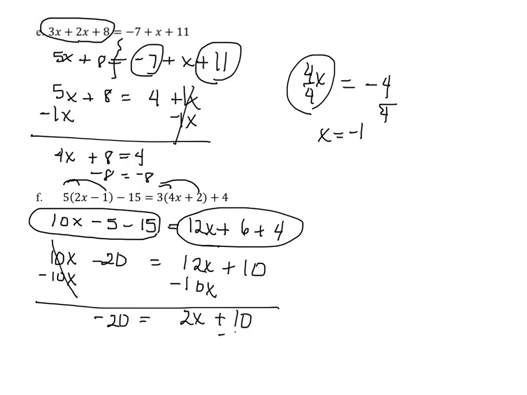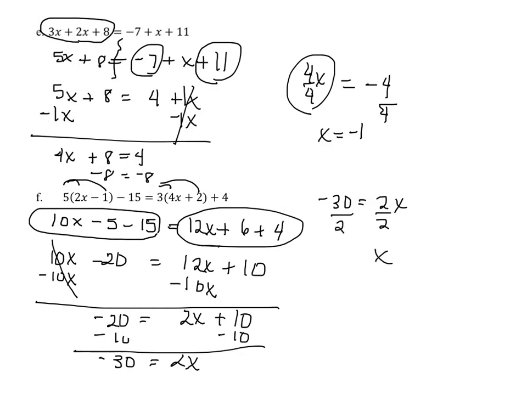And I'm going to subtract 10. So I'll get 2x is equal to negative 30. So over here, I'll have negative 30 is equal to 2x. Again, I need to get a 1 in front of the x. I'm going to divide by 2. So x is equal to negative 15. Cool?